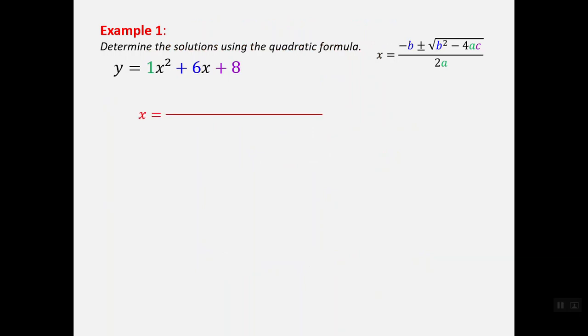So the first thing we do is we write x equals and a humongous fraction bar. We get ready to go one step at a time. So the first piece of it is the opposite of b. The opposite is part of the formula.